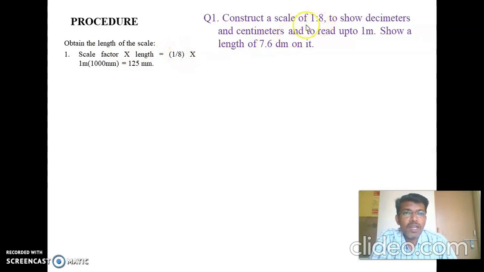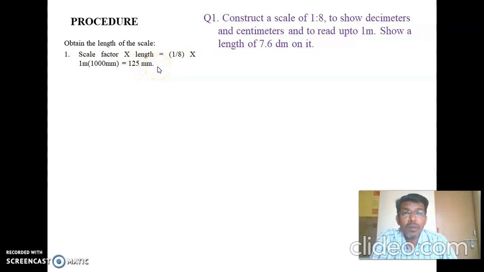So this 1:8 is converted to fractional form, that is 1/8 into 1 meter. So here you can see the length of the line to be shown on the drawing is 1 meter. So 1 meter is going to be represented by 1000 mm, that is 1/8 into 1000 mm, which gets 125 mm. So now this 125 mm is called the length of the scale.